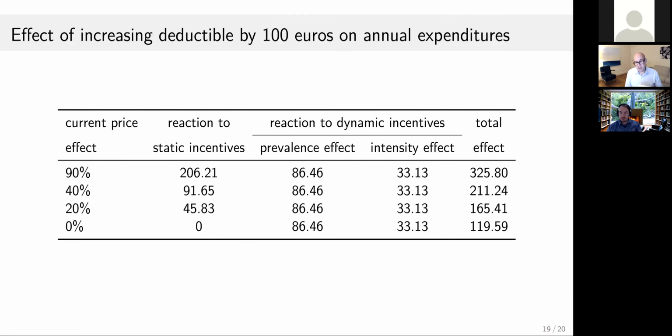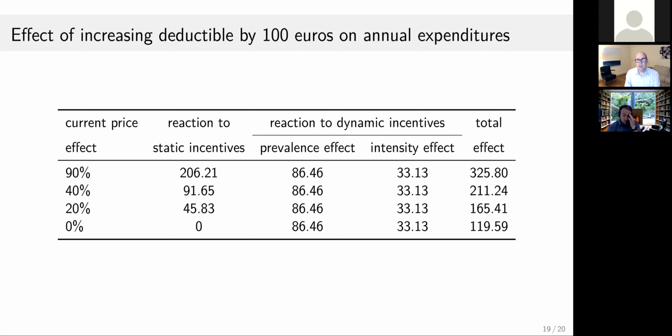That is interesting, because essentially this is 4.6% of care consumption, this is 6% of care consumption, and together we get 10.6% of care consumption as an effect of increasing the deductible by 100 euros. What do we find interesting here? Well, what we find interesting here is that the effect of dynamic incentives is so big.